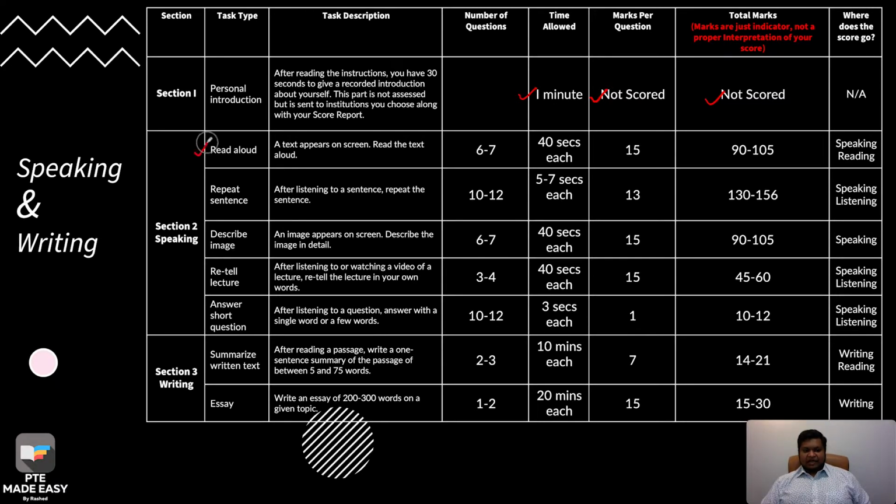First question type is read aloud. You'll have 6 to 7 questions like that. For each question, you will get 30 to 40 seconds to answer. For each question, there are 15 marks. So total mark will be between 90 to 105. Score goes to speaking as well as reading.